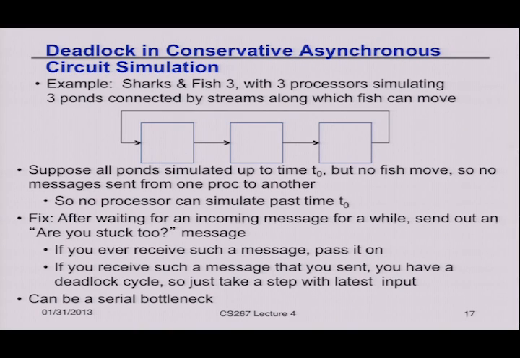So what do you do? After you've been stuck for a while, you think, maybe I'm stuck. I'm going to send a message to my neighbor which says, are you stuck too at time t0? And if you get a message like that, you forward it to your neighbor, saying, my neighbor is stuck at time t0. Now, if that message goes all the way around in a circle and comes back to you and you get a copy of your own message, you know there's a deadlock. And at that point, everybody says, I'm going to take a step forward, and everybody can move. You can tell that if this happens too often, it's a very slow serial bottleneck, and it's not a good idea. So this is only a good idea for some particular kinds of simulations.